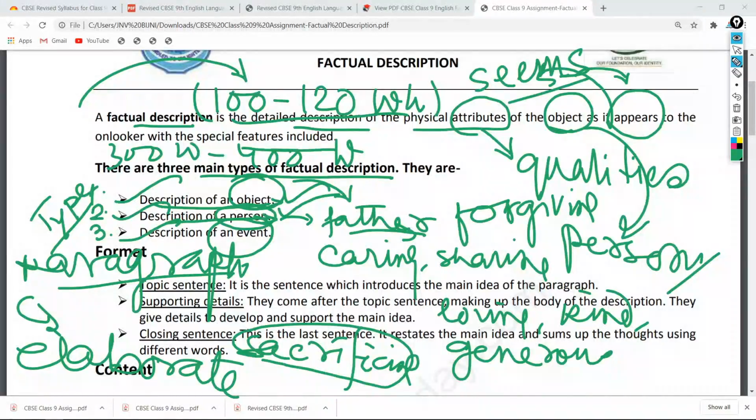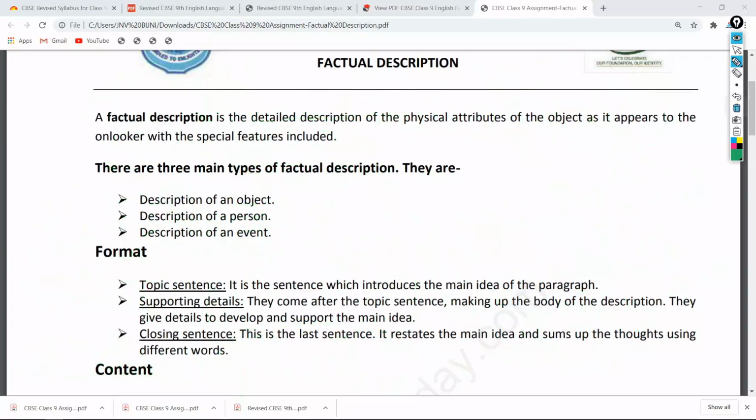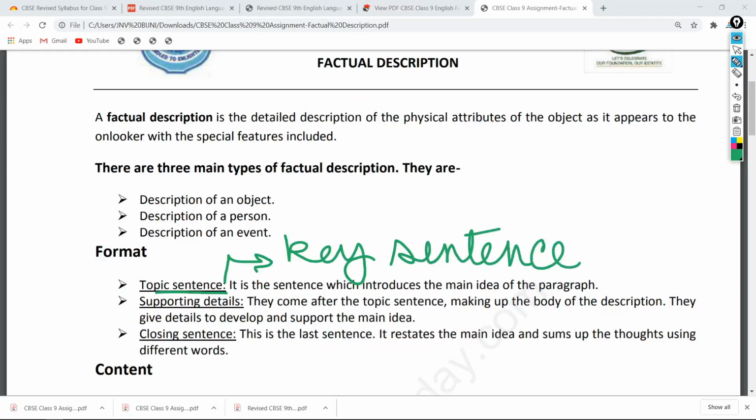Therefore, my dear children, it is better now to go for the format. So let us go to the format now. So here is the format. First you are writing the topic sentence. Topic sentence means the first line. This topic sentence is also called the key sentence. What do we call it? We call it key sentence. Key is related to what? Lock.